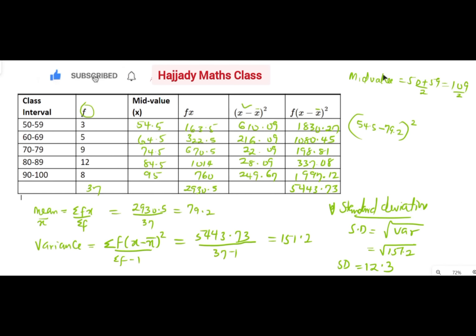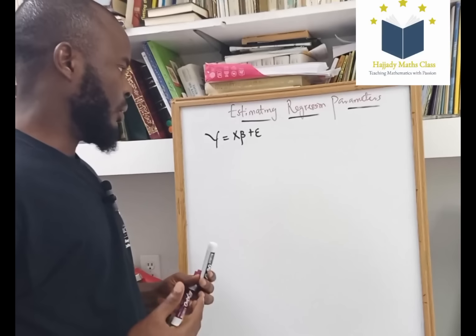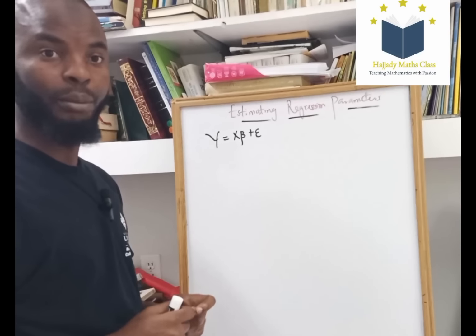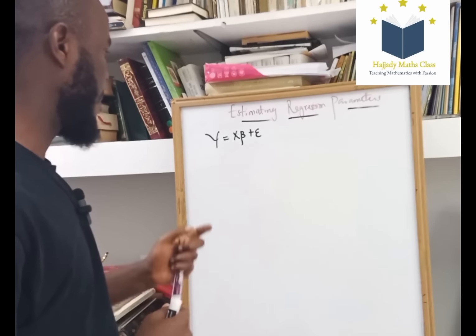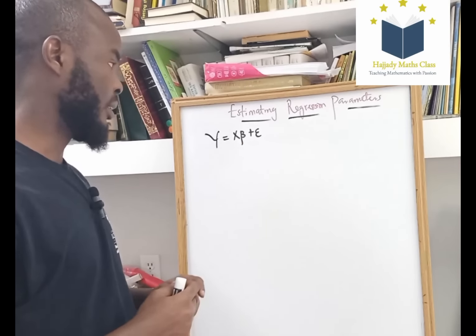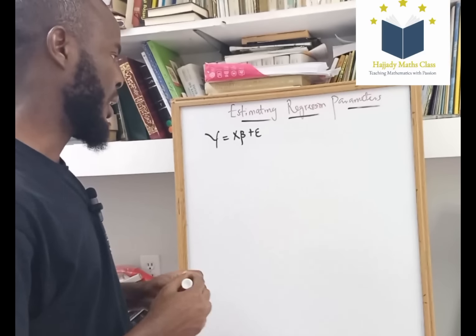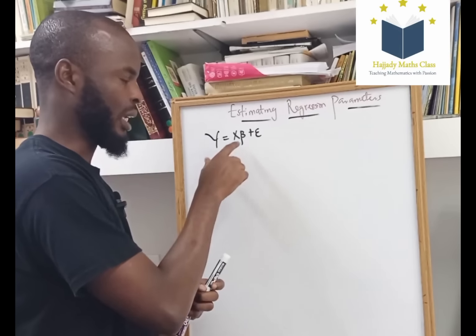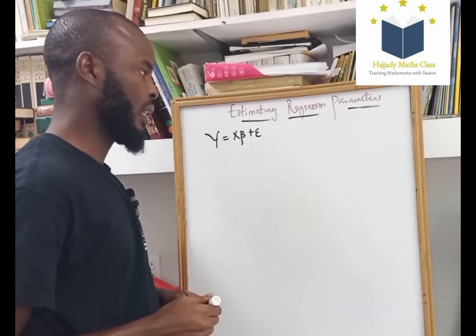Hello viewers, welcome to another class. Today, we want to estimate regression parameters. So, we have this general regression form. Don't forget that this is a multivariate form. And here we have that our y equals xb plus epsilon, which stands for the error term. And this is the parameter we want to estimate.